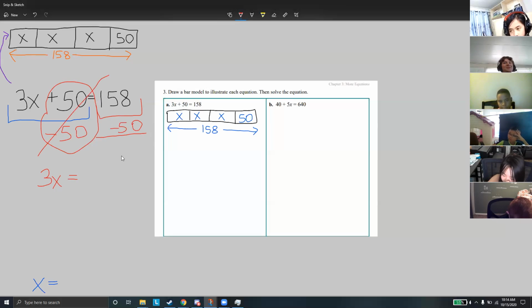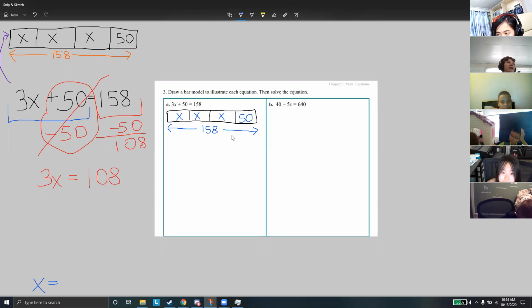158 minus 50. Some of you guys know this in your head. 8 minus 0 is 8. 5 minus 5 is 0. 1 minus 0 is 1. 108. Great. And now we are on to our last step. So we don't want to know what 3x is. 3x equals 108 means that 108 is 3 times bigger than x. But we don't want to know what that is. We want to know what just 1x is.